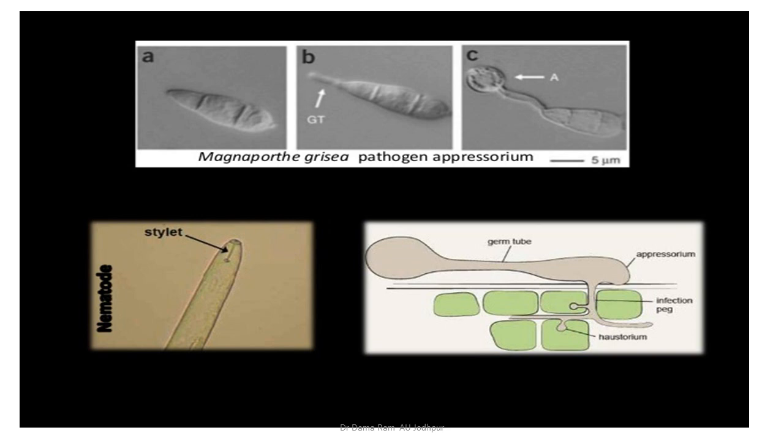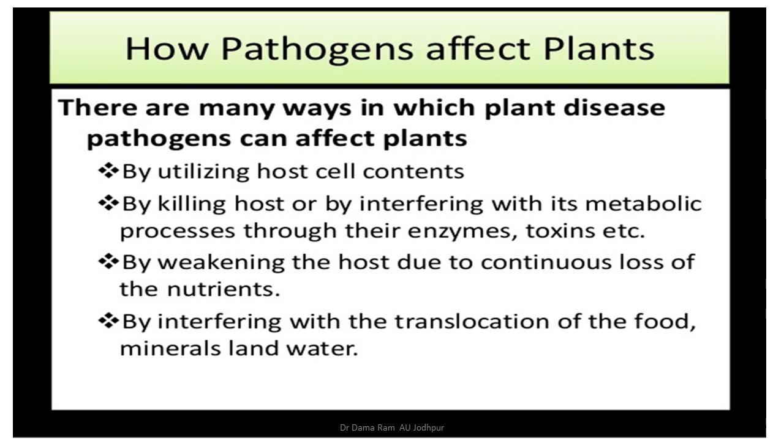Here you see the nematode that has a stylet, a needle-like structure. Through that needle-like structure, it can penetrate the host surface. So how does a pathogen affect plants? What are the mechanisms, the activities through which a pathogen attacks a host, and through which it can weaken the plant?